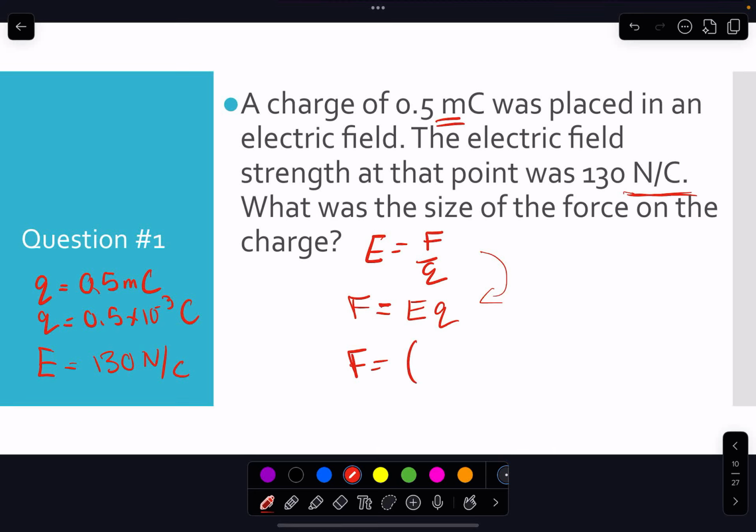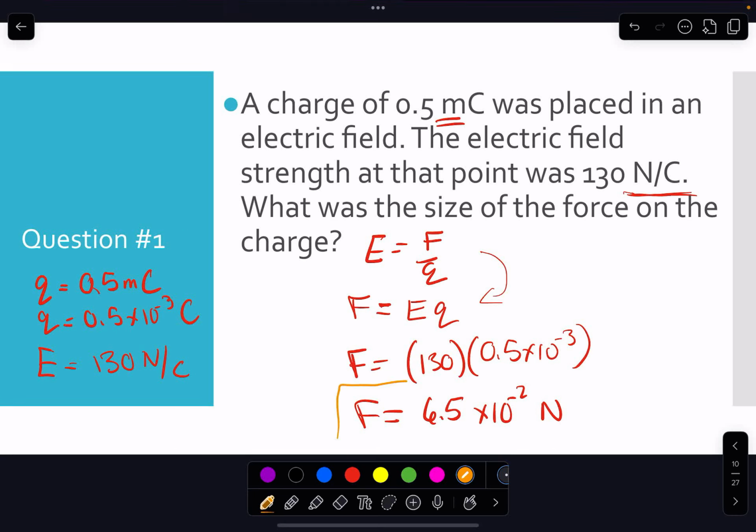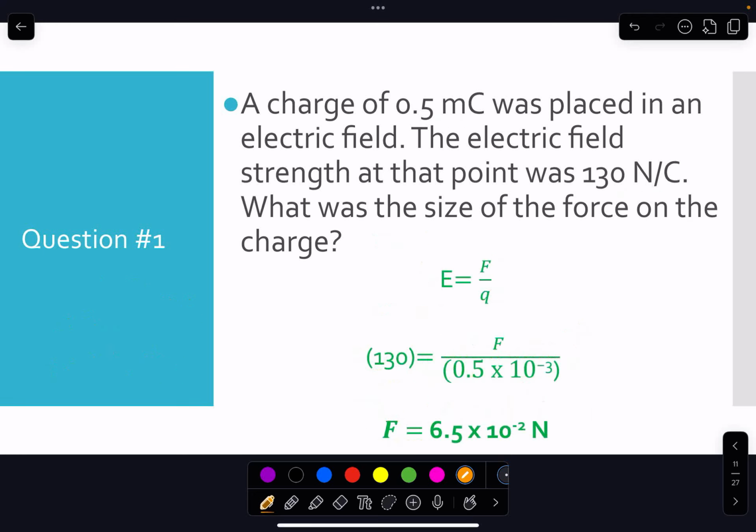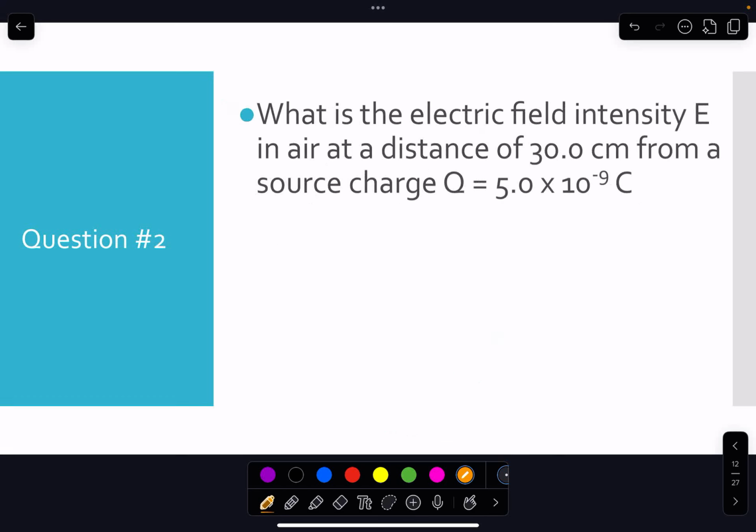And then we plug in our numbers. Our electric field is 130, and then our Q is going to be 0.5 times 10 to the negative 3, which gives us 6.5 times 10 to the negative 2 newtons. All right, and that is your answer there. On this next slide, I have it written out for you, so you can see how it works there.